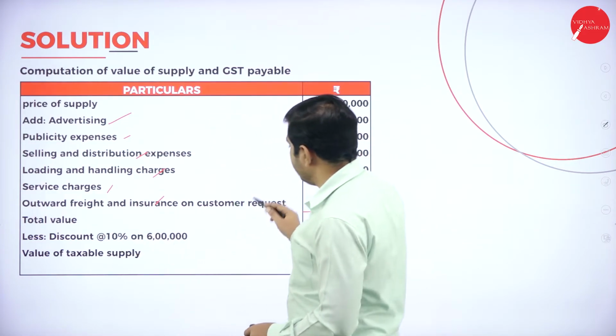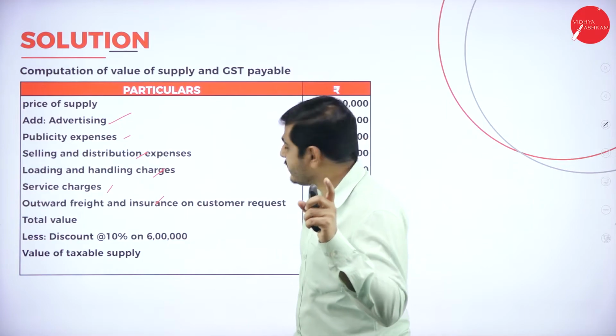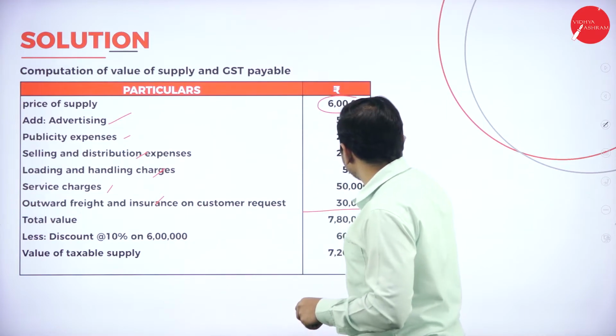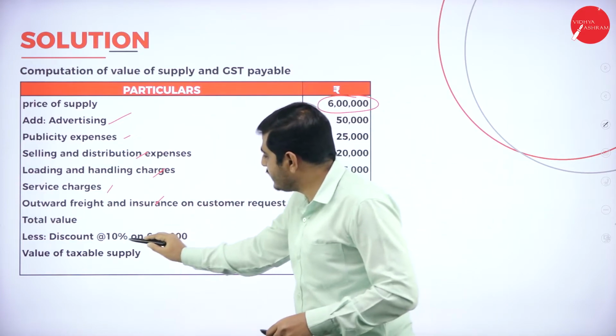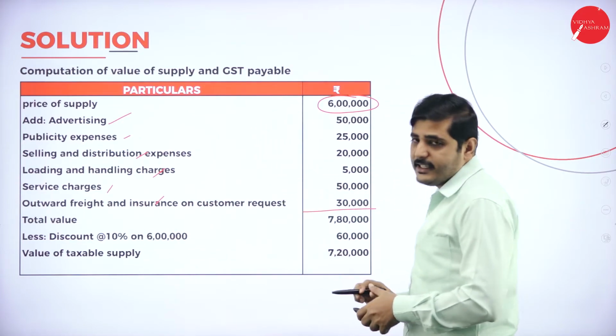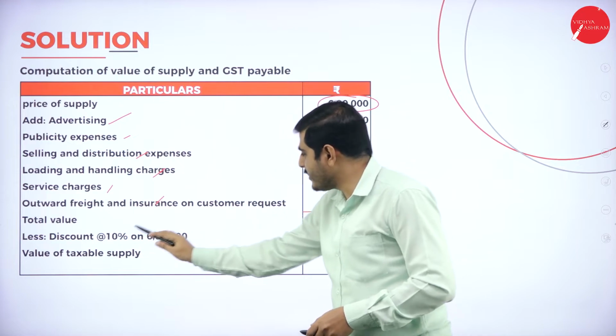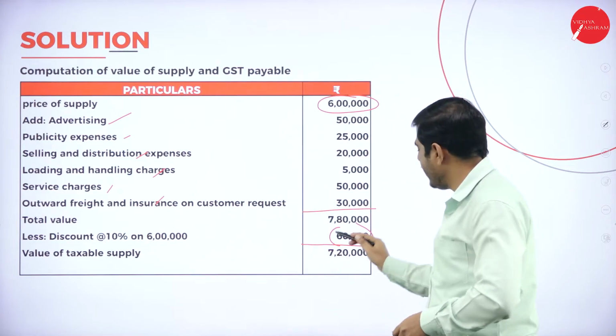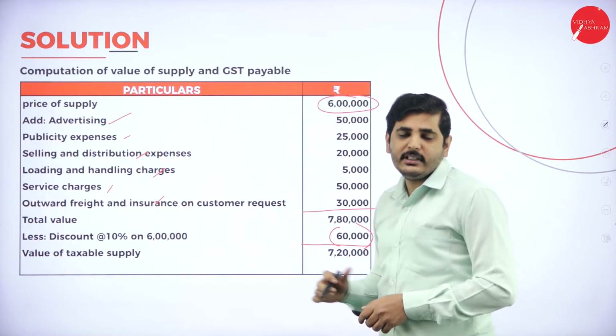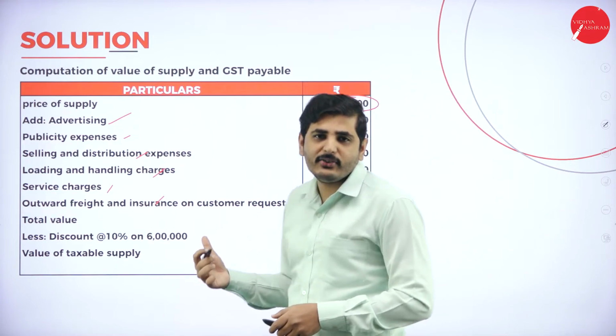On that, deduct the discount. While calculating the discount, always take this amount, the actual cost of the product. On the actual cost of the product, we should calculate the discount. 10% here means 60,000: 6 lakh into 10% equals 60,000. Deduct the discount and we get 7,20,000. This is the actual or total value of the supply.